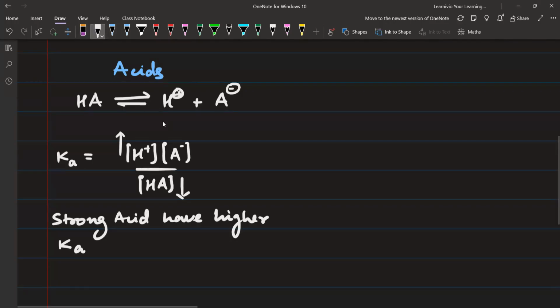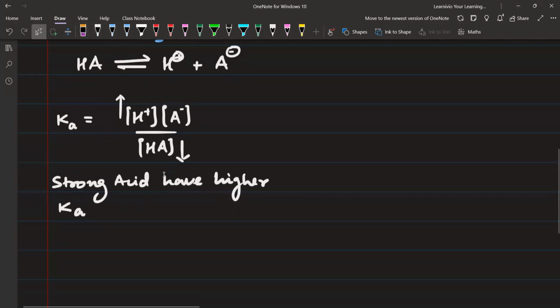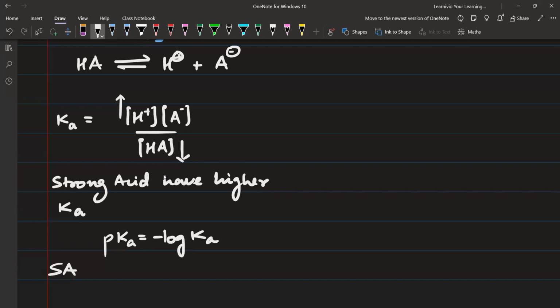Thank you very much. Now, next thing is that there is one thing we have learned, that is pH. A similar thing is pKa. pH is the negative log of H plus. pKa is the negative log of Ka. So if the Ka is larger, log of Ka will be larger. But if I put a minus sign, it will become lesser, because it is a negative sign. So I can say that strong acids have smaller pKa.